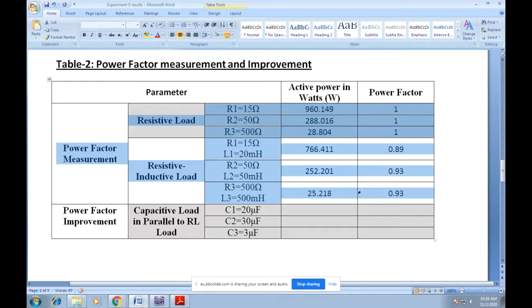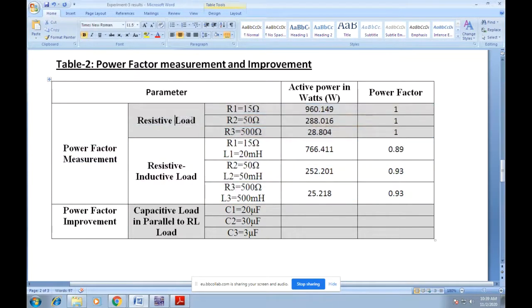So this is about power factor measurement. First of all, we used the resistive load and determined the power and power factor. And we practically verified that the power factor for a resistive load is 1. Similarly, we made a series RL circuit and determined the power and power factor. As you have studied in the theory and tutorial, where you solved some problems, the power factor for an RL circuit will be less. This is power factor measurement.